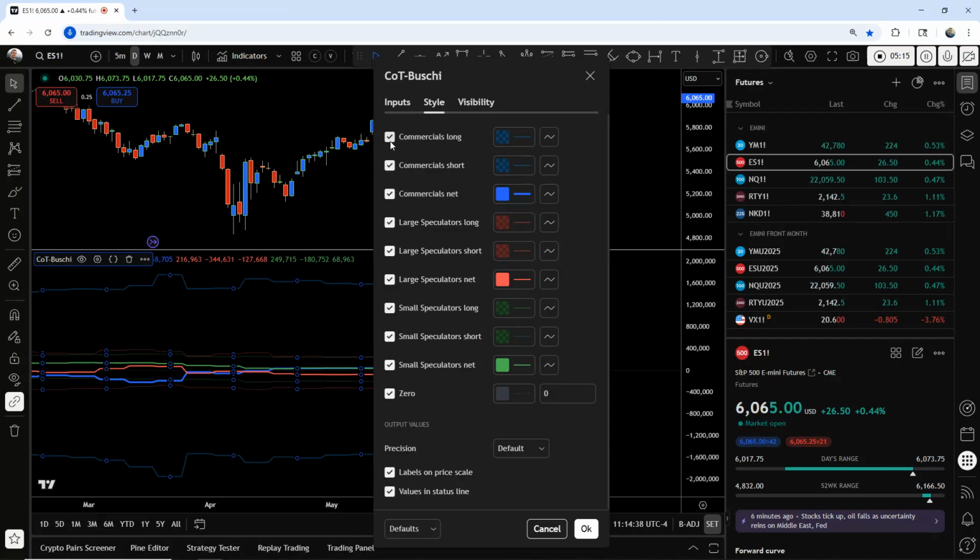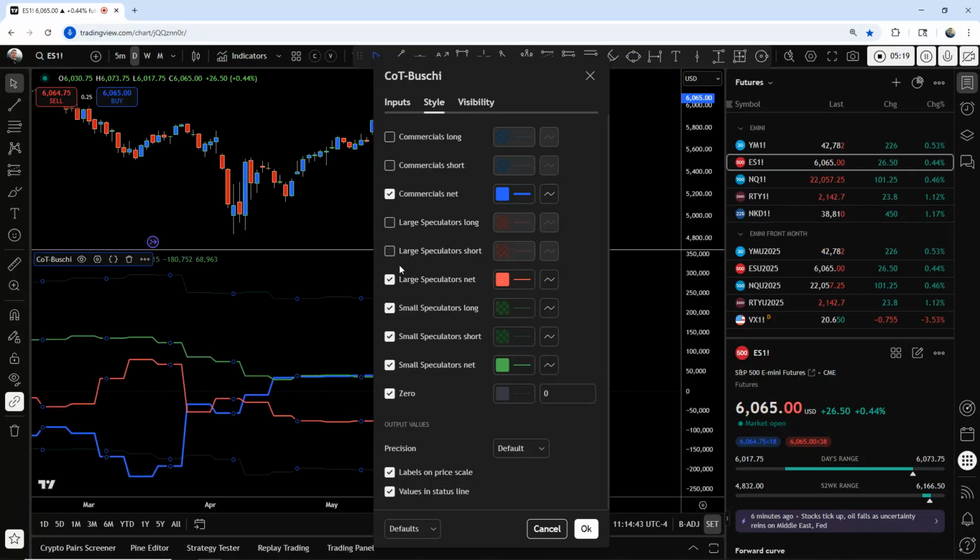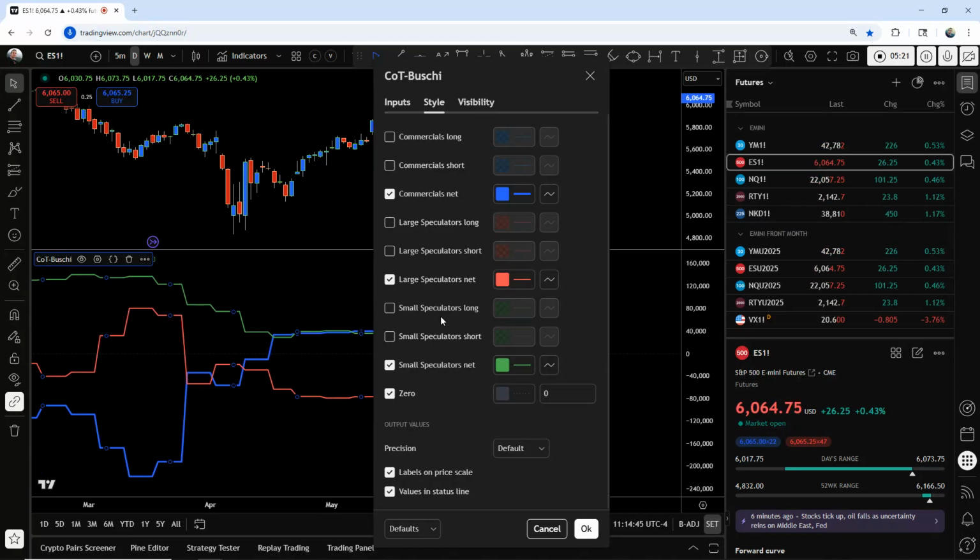And what I do is just this. I take this off. I take this off. Take this off. All I want to see is called the net positioning. I'll explain why later. But for now, if I were you, to make it easy, just use net positioning. Commercials net, large spec net, small specs net.